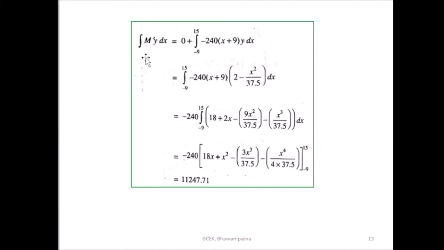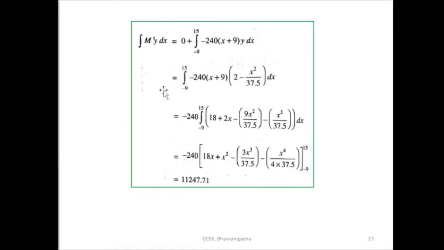Then find out the integration of m dash y into dx. Here m dash for the AD portion is 0, and for the BD portion the moment is minus 240 into x plus 9. So the integration of m dash y dx is equal to 0 plus the integration from minus 9 to 15 of minus 240 into x plus 9 into y into dx. After taking the integration and putting in the limits, the integration of m dash y dx value is equal to 11247.71.